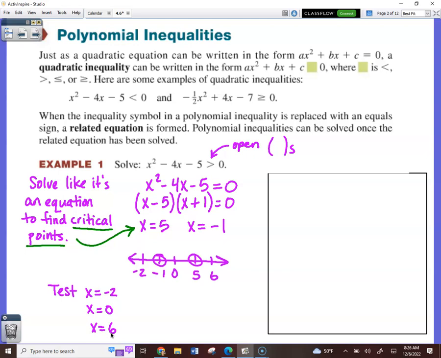Now 0 is really easy to test. You can come up here. By the way, you are testing the original. You don't test the equation. Don't test the equation. Go back to the original. So plug 0 in the original.